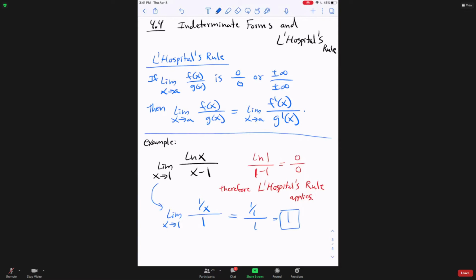Professor, can you just explain again why you take the derivative of the top and the bottom separately? Is that just because that's what L'Hôpital's rule tells us to do? Oh, okay. Okay, thank you. Because it's f of x, you take the derivative of it, it's f prime of x. G of x, you take the derivative of it, it's g prime of x.